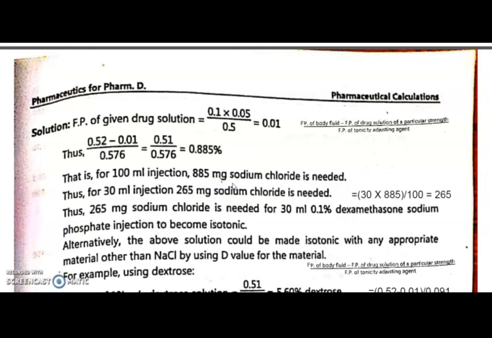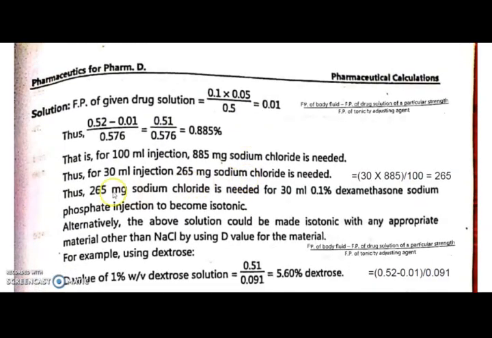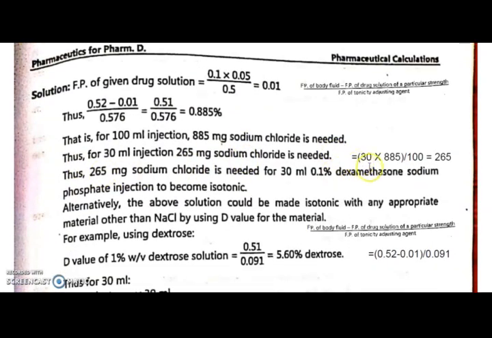As per the question, for 30 ml injection, the amount of sodium chloride needed is equal to 30 ml multiplied by 885 milligrams divided by 100 ml. So, we get 265 milligrams of sodium chloride, which is needed to make 30 ml of 0.1 percent dexamethasone sodium phosphate injection isotonic with body fluid.